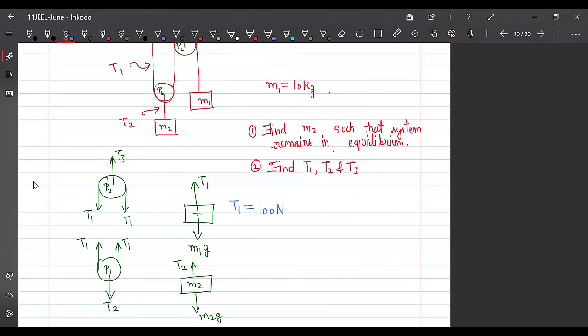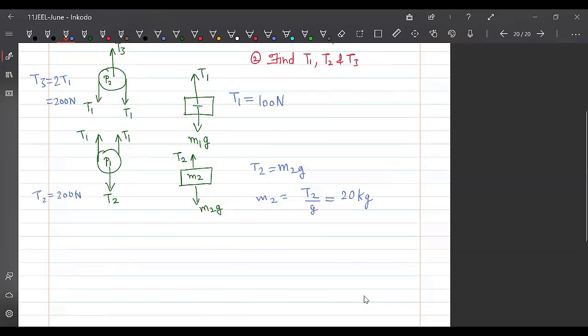T1 100 Newton आ गया, तो T3 आ जाएगा 2T1. That will be 200 Newton. And T1 again 100 Newton है, तो T2 भी आ जाएगा 200 Newton. T2 200 Newton आ गया, तो T2 should be equal to M2G. यहाँ से M2 निकाल सकते हैं. M2 will be equal to T2 by G. That will be 200 by G. So 20 kg आ जाएगा. Like that. That's all.